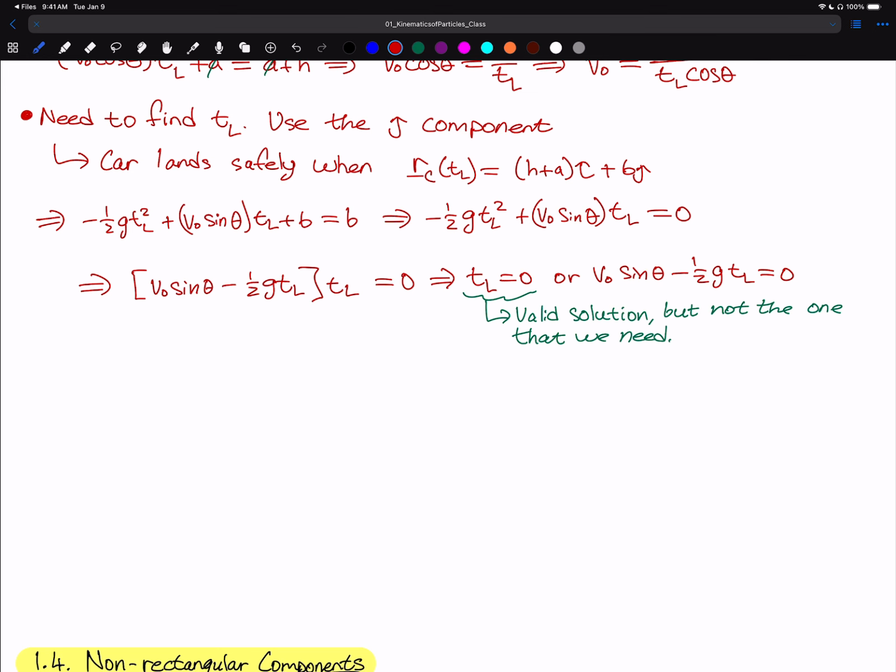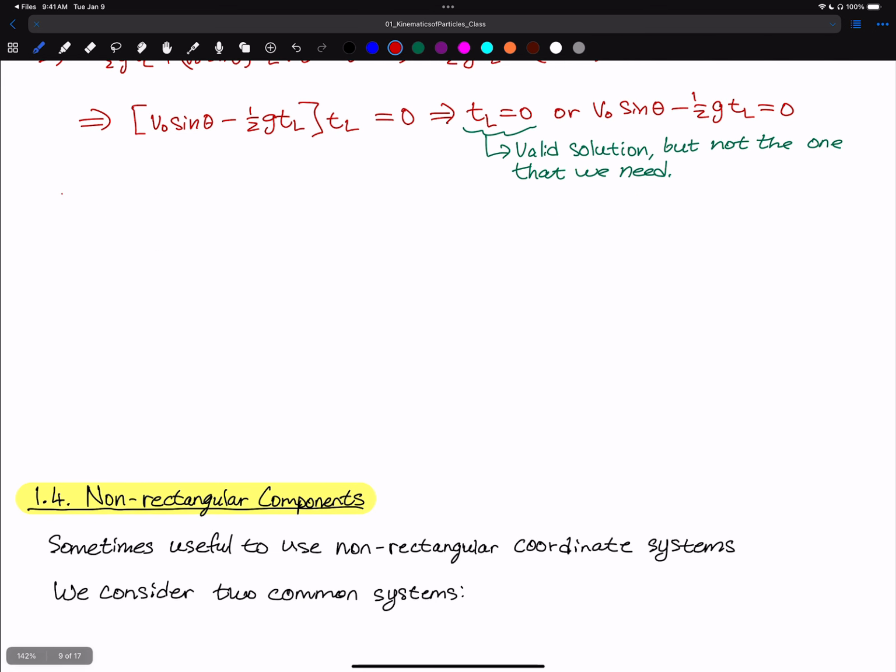So we're going to go with the other solution. We're going to use the other one. So we have v0 times the sine of theta, and we can bring the 1/2 g TL to the other side, equals 1/2 g TL. From there, we can divide by 1/2 and g, and we'll find that TL is equal to 2 v0 times the sine of theta divided by g.